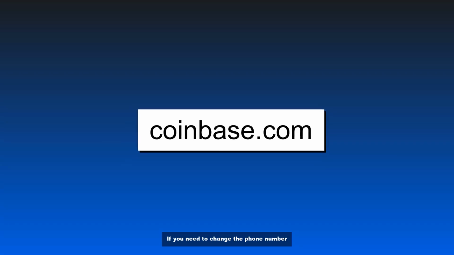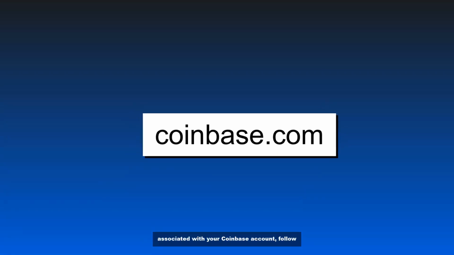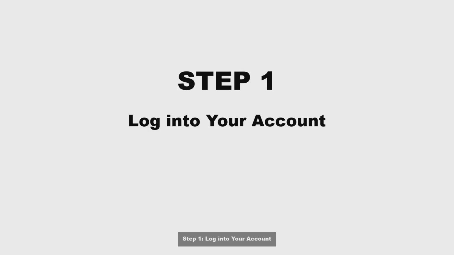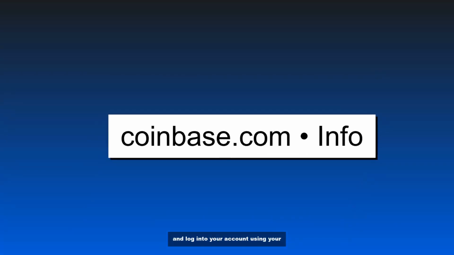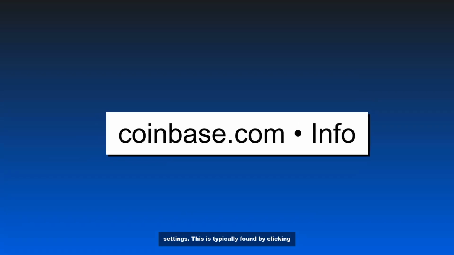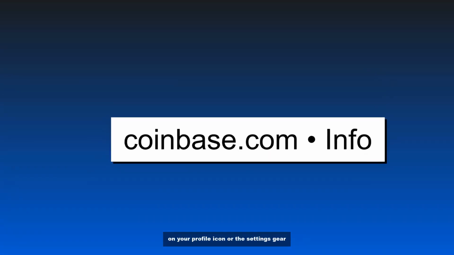If you need to change the phone number associated with your Coinbase account, follow these straightforward steps to ensure a smooth update. Step 1. Log into your account. Visit the Coinbase website or open the app and log into your account using your credentials. Step 2. Access account settings. Once logged in, navigate to your account settings. This is typically found by clicking on your profile icon or the settings gear icon.